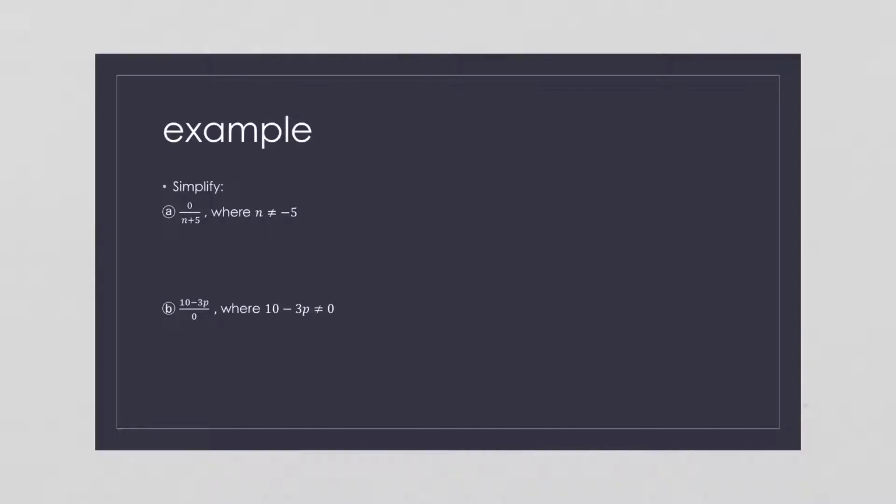Okay, and I know this really looks confusing, but look at where your zeros are. Notice how on part A the 0 is in the numerator, so our answer is just going to be 0. On part B, our 0 is in the denominator. It doesn't even matter what's on top. If you have 0 in the denominator, your answer is going to be undefined.